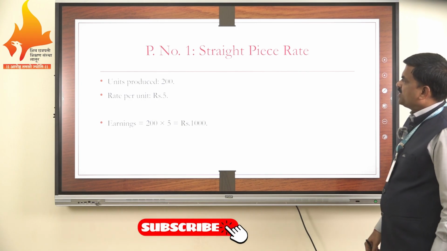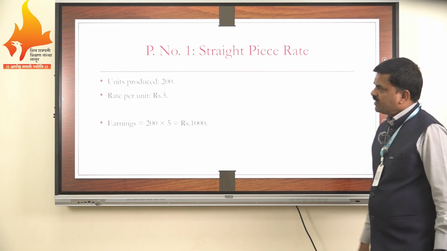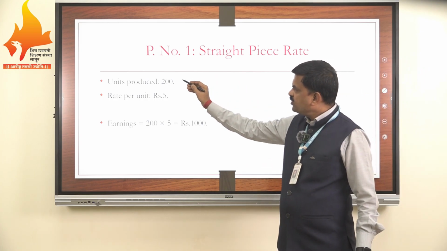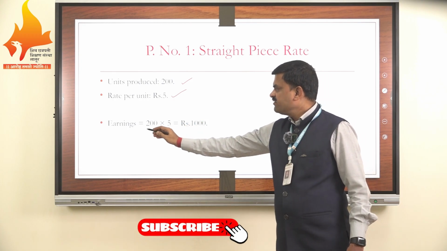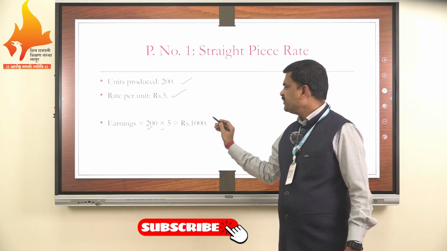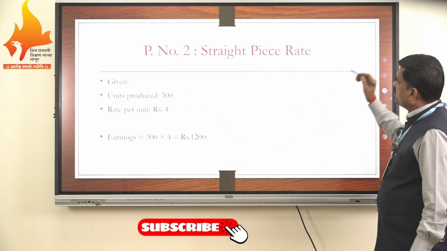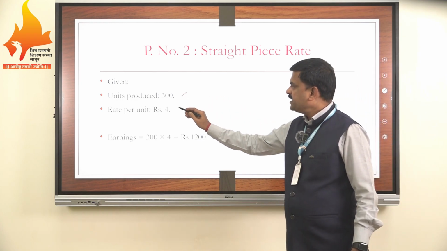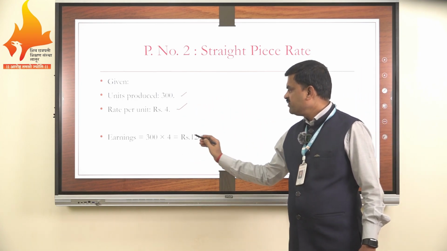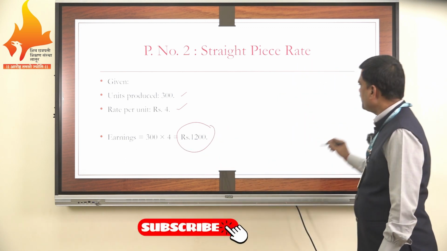So let's look at one example. This is the straight piece rate example. Worker A produced 200 units, rate per unit is ₹5. So the earning will be 200 into 5, that is ₹1000. Another example: units produced are 300, the rate per unit is ₹4, the worker will get 300 into 4, ₹1200.